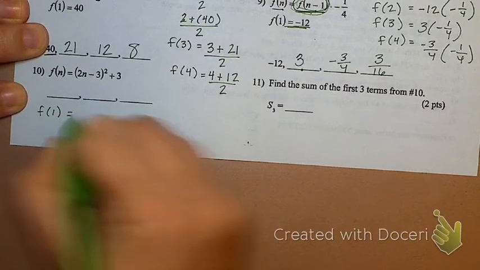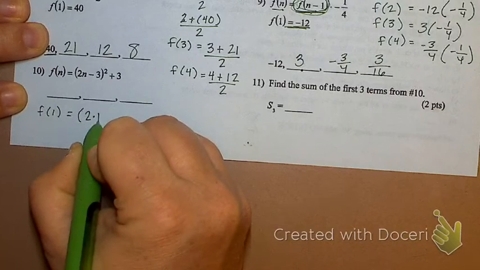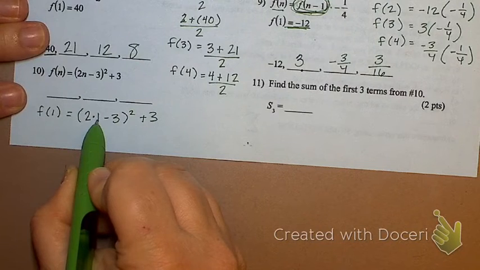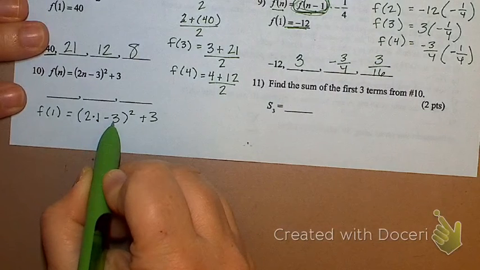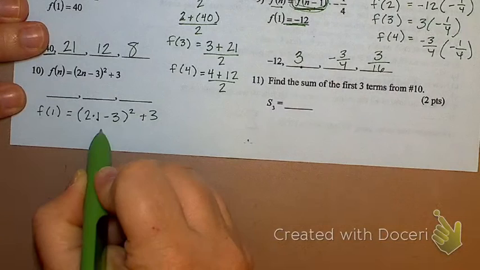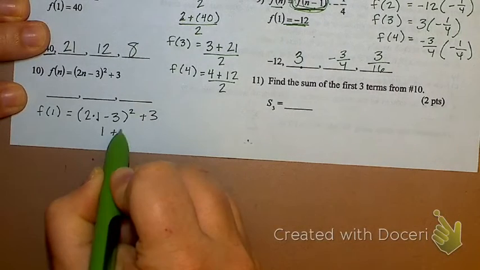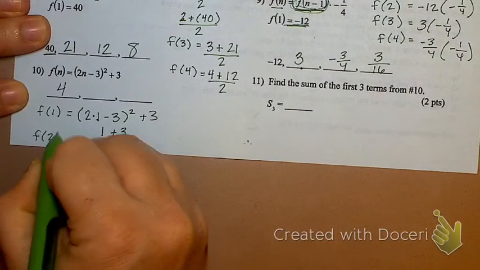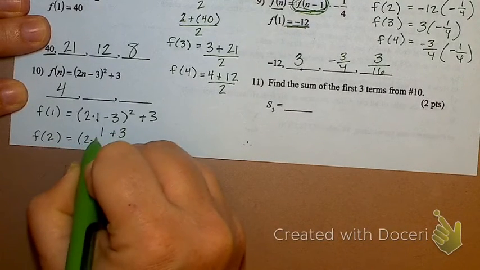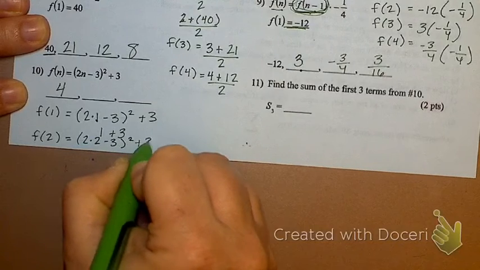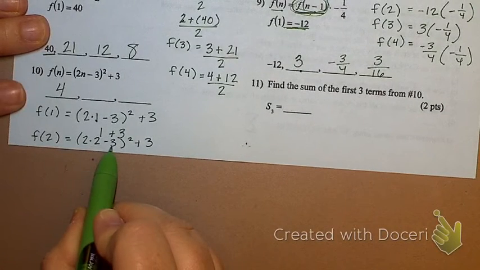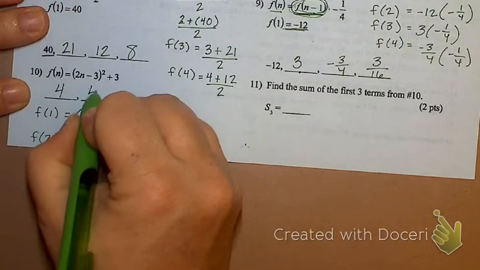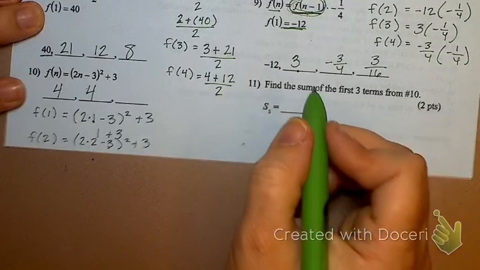All right, number 10 should be the easiest one. F of 1 is just 2 times 1 minus 3 squared plus 3. What is 2 times 1? 2. 2 minus 3 is negative 1. Negative 1 squared is 1. Plus 3 is 4. To find f of 2, I just plug in 2. 2 times 2 minus 3 squared plus 3. What is 2 times 2? 4. Minus 3 is 1. 1 squared is 1. Plus 3 is 4. Now, it messed a lot of people up that those were the same number.